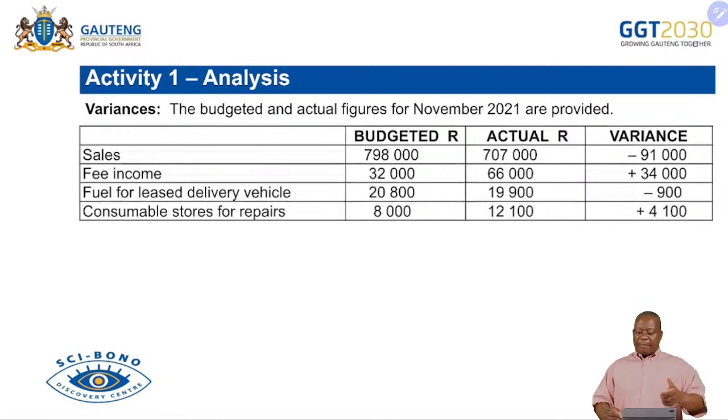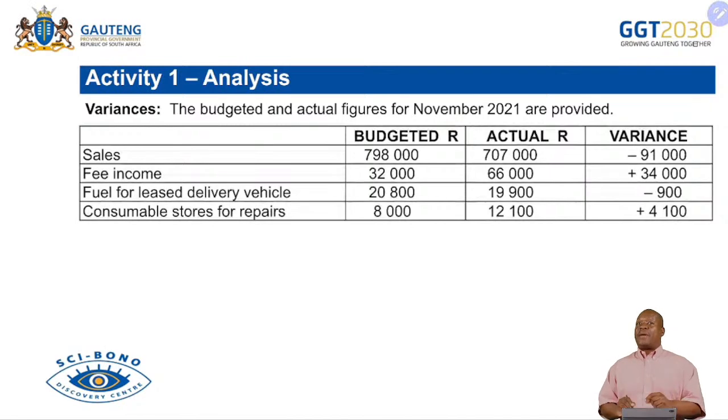Fee income, remember, it is income coming from repairs. And we are using our consumable stores to repair. So what does that mean now? We had budgeted to say, after using 8,000 of our consumables, we are going to get a fee income of 32,000. 8,000 contributing towards 32,000. But what happened? Our consumable stores increased, but they never doubled, guys.